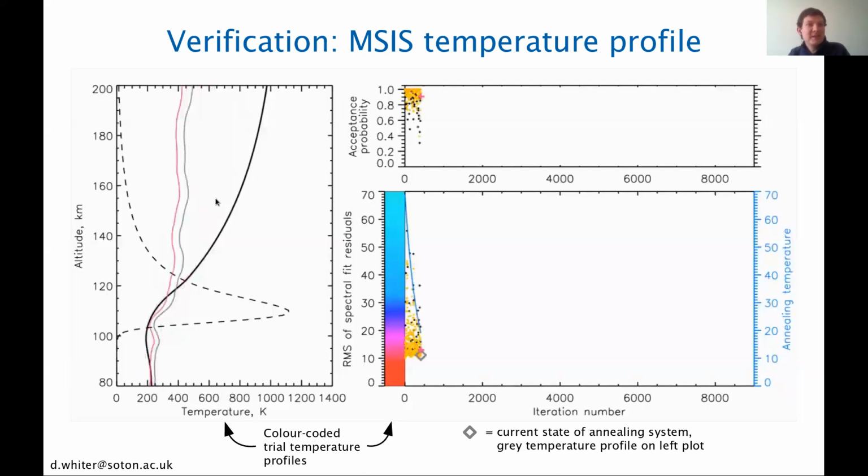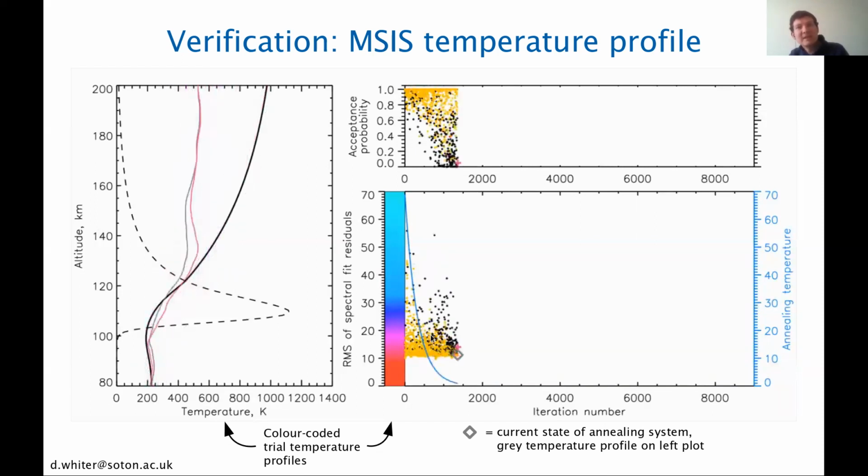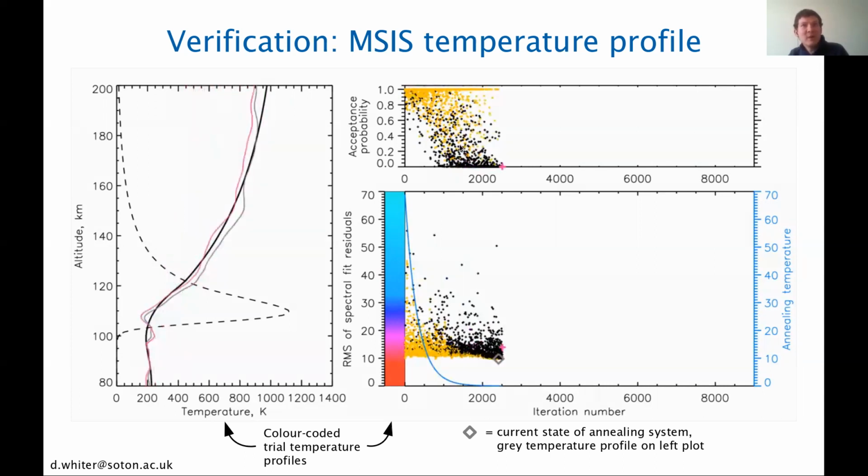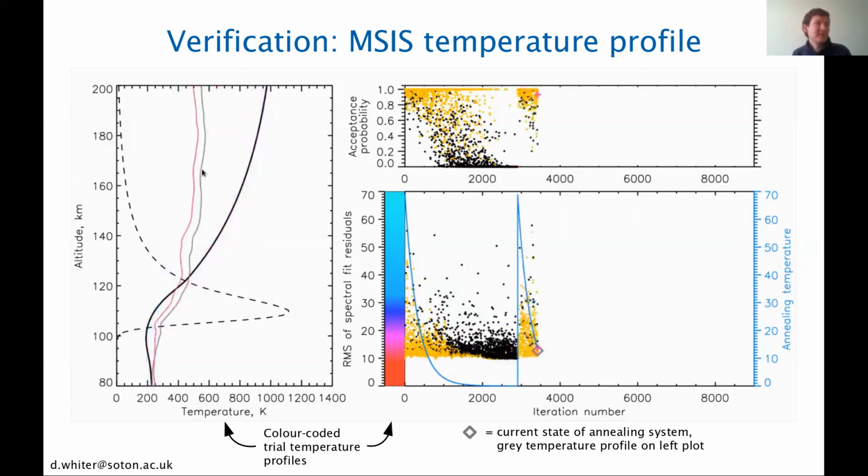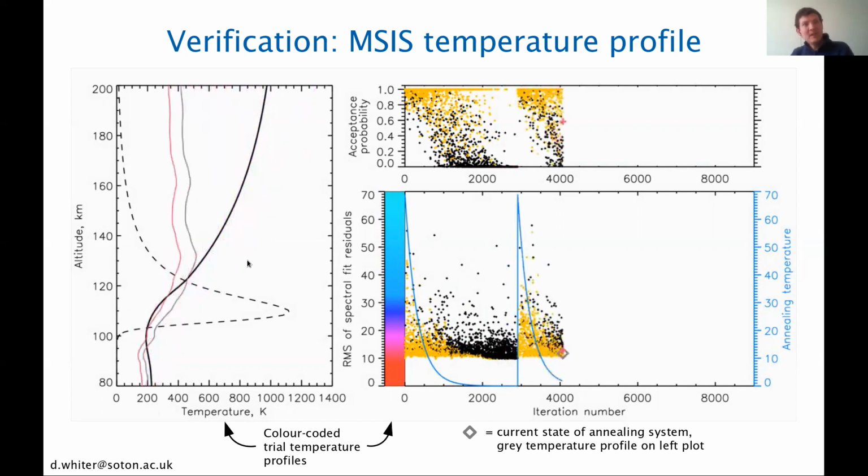Okay, so the color profiles are the different trial temperature profiles, and then this is the fit statistic, so how well it's fitting to the data. The yellow ones we've accepted, and up here is the acceptance probability. So sometimes they're worse profiles, we still accept them. The grey profile is the current state of the system, which is like our current best profile. We run this through 3 times and average the results to make sure we find a good outcome.